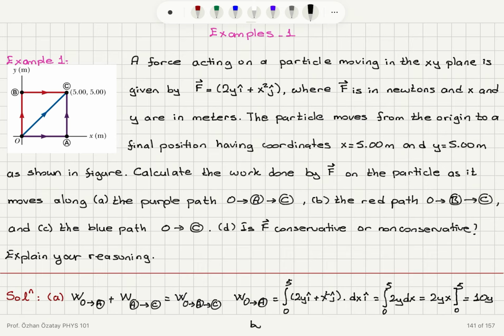But along this path going from point O to point A, y is equal to 0. So I find that the work done in going from point O to point A is 0 joules. Okay. Now we're going to go from point A to point C. So we will be moving along this path where x is fixed at 5 and y is changing from 0 to 5.